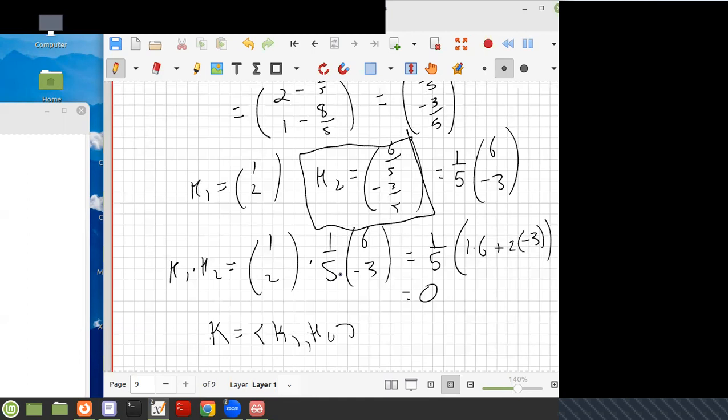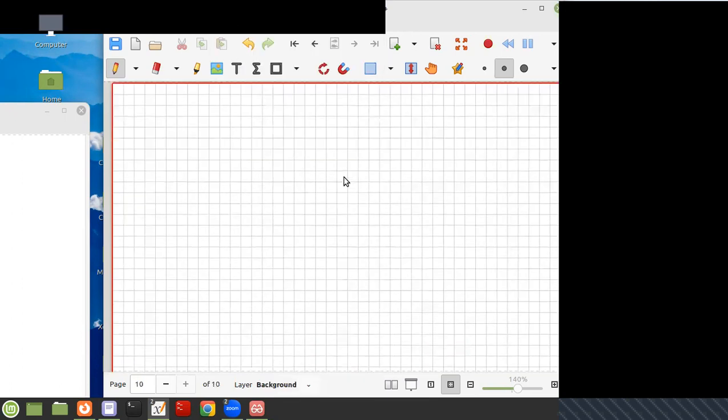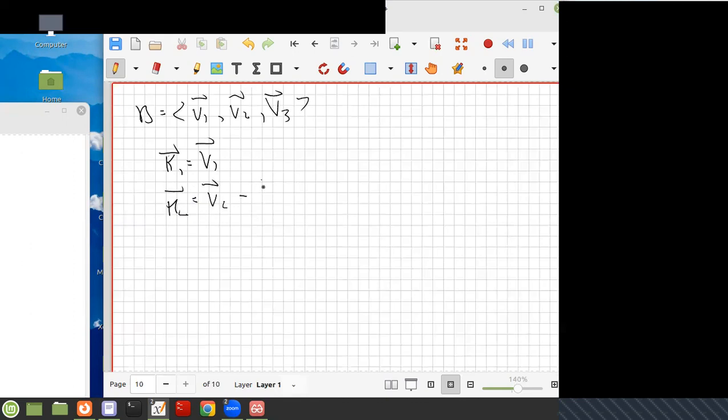Now, of course, that was the easy one. Then if we go on and let's say, what if the thing was three-dimensional? So we would have, say, a basis B of V1, V2, V3. We're going to choose kappa 1 equals V1 again, and kappa 2 is going to equal V2 minus V2 dot kappa 1 over kappa 1 dot kappa 1 times kappa 1. That's the same thing that we did before.